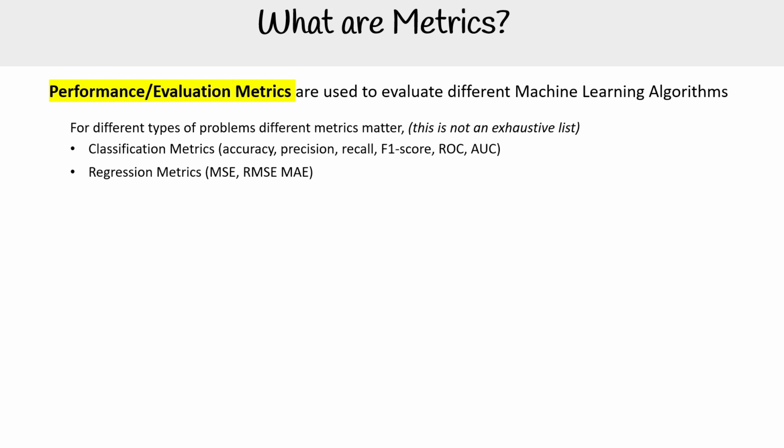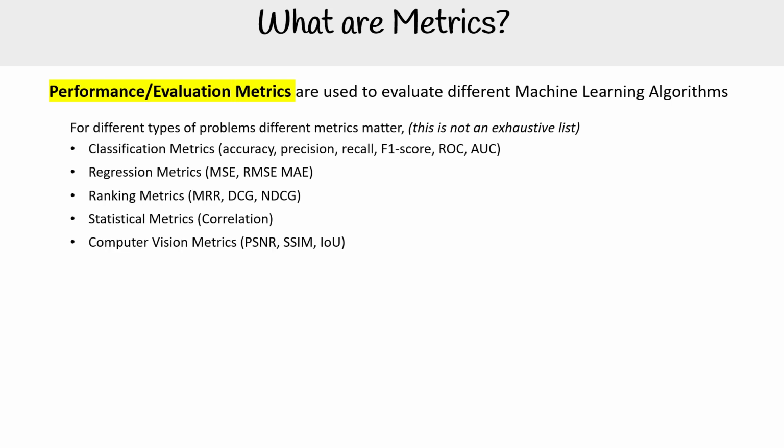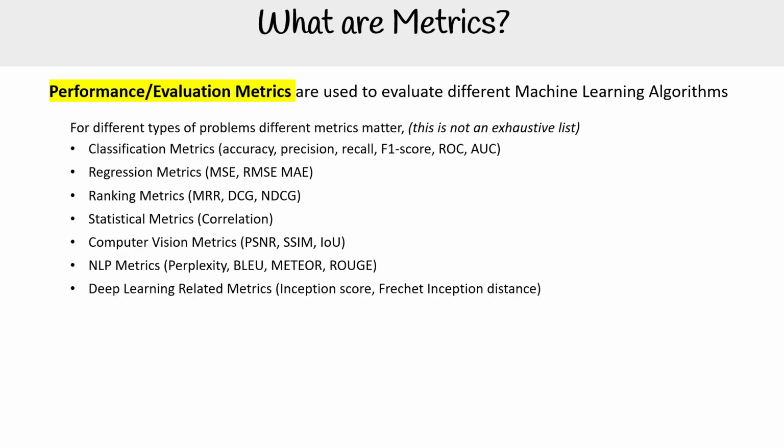For regression, you will see MSE, RMSE, MAE. For ranking, we have those. For statistical metrics, we have correlation. For computer vision, we have those. For NLP metrics, we have perplexity, BLEU, METEOR, ROUGE. For deep learning related metrics, we have some other ones here.